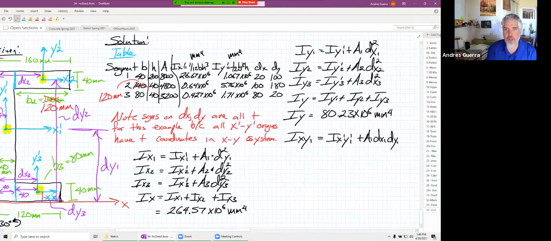Now we don't put in our table X prime Y prime 1. What is X prime Y prime for segment 1?